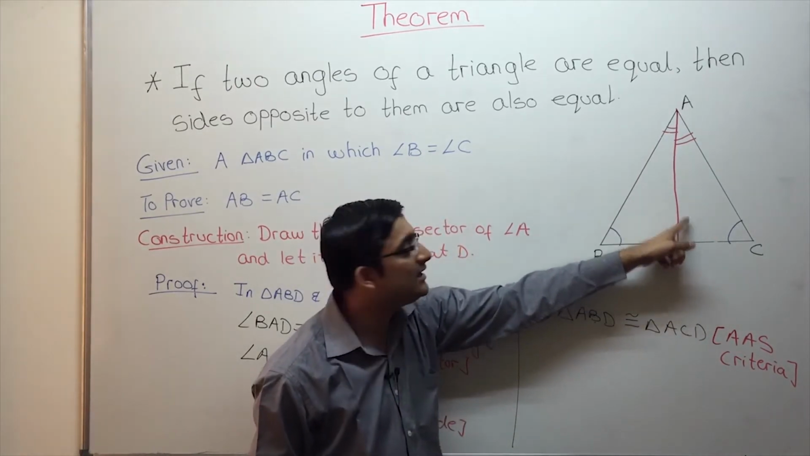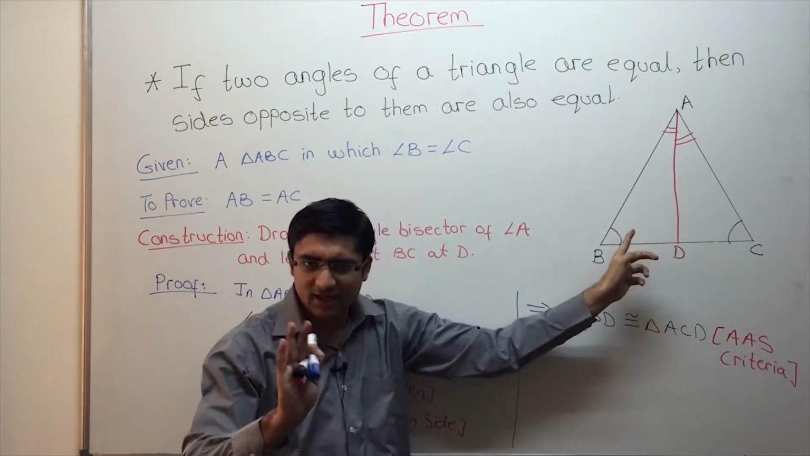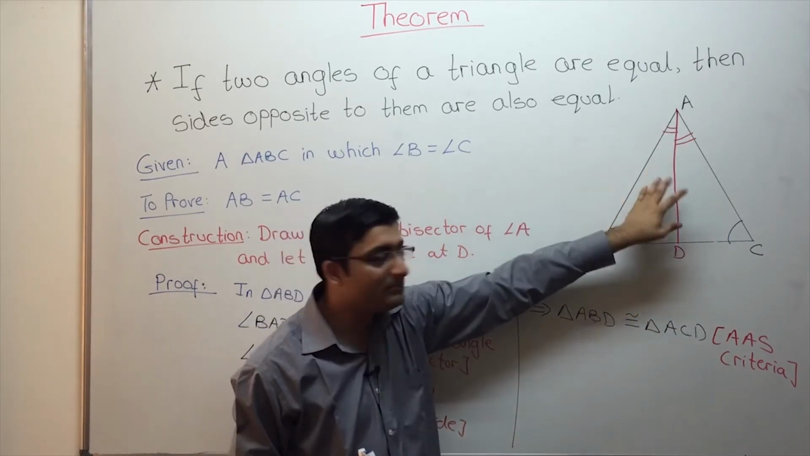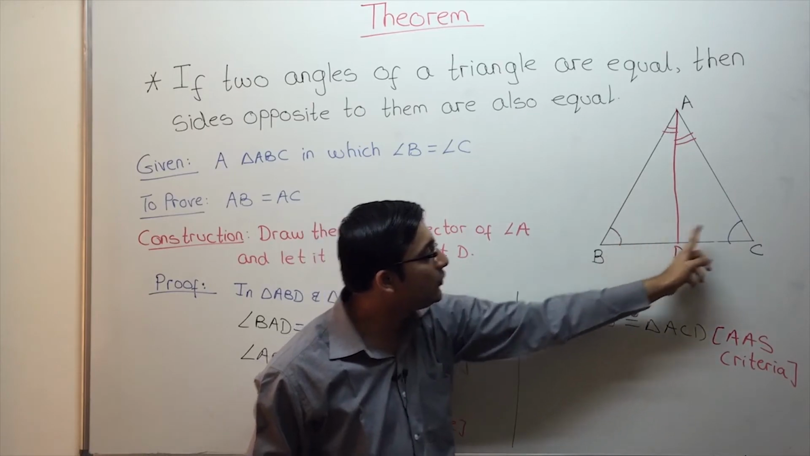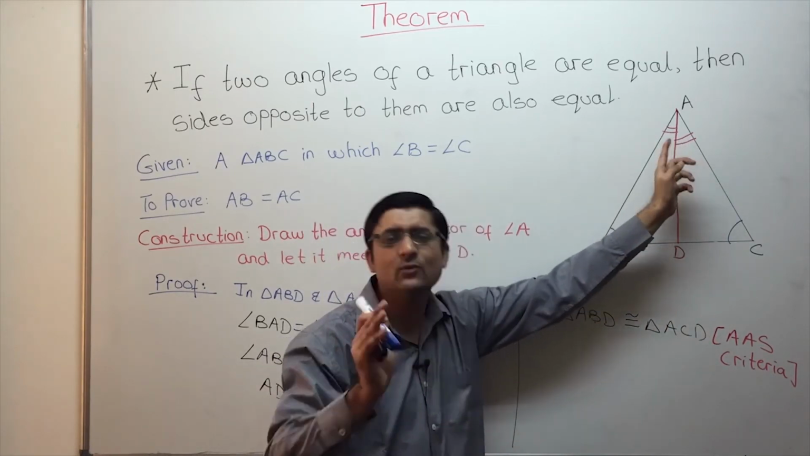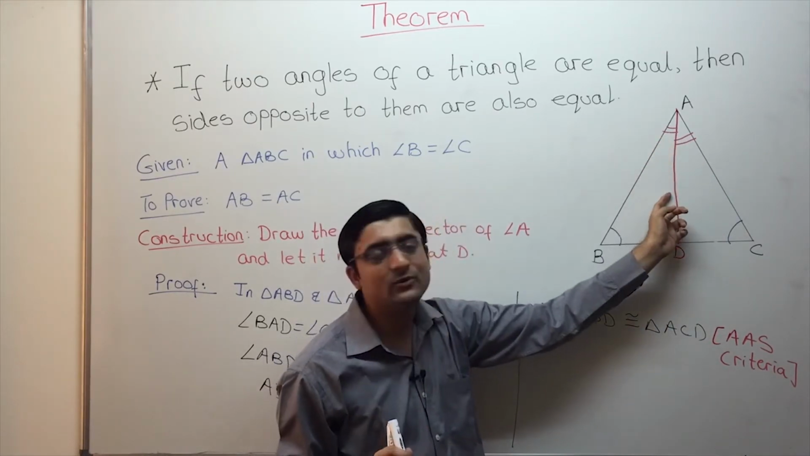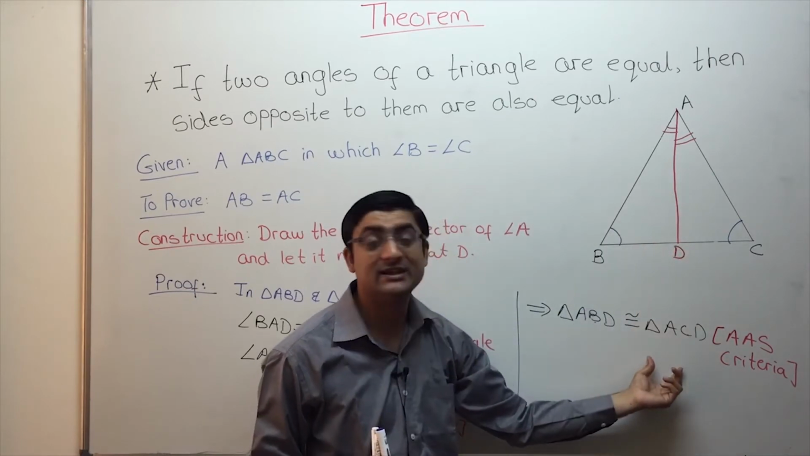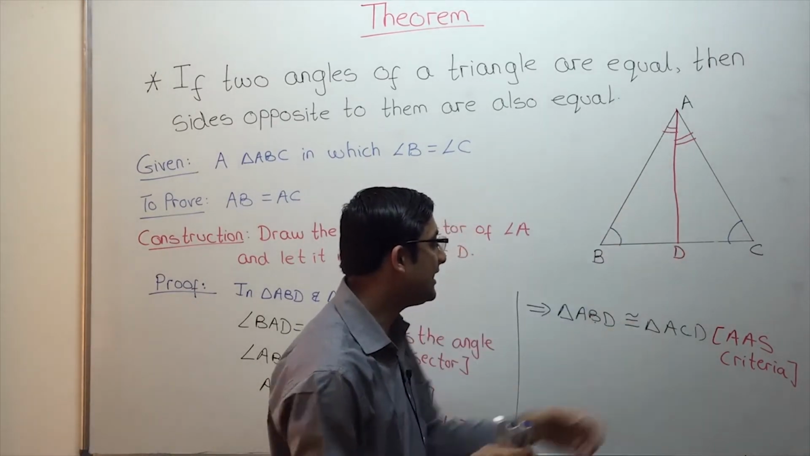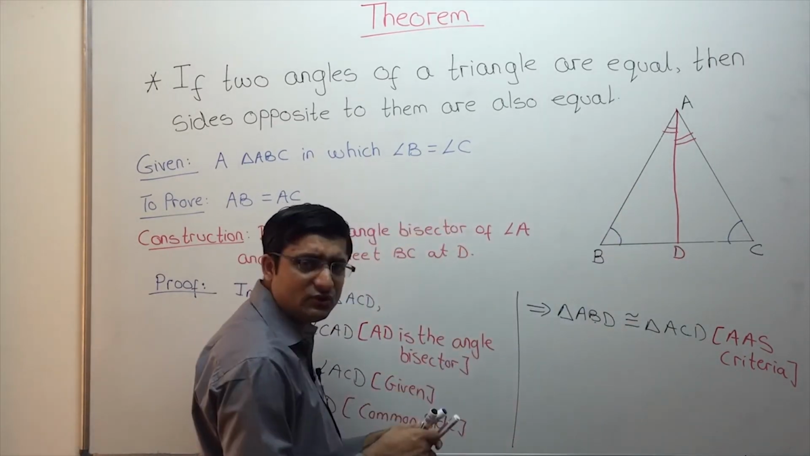So what is the other criteria? Angle, side, angle. I'll just show it. For the time being, remember, in two triangles, if two corresponding angles are equal and any one side, not just the included side, any one side is equal, the two triangles are congruent. AAS criteria, angle, angle, side criteria. So these two triangles are congruent.